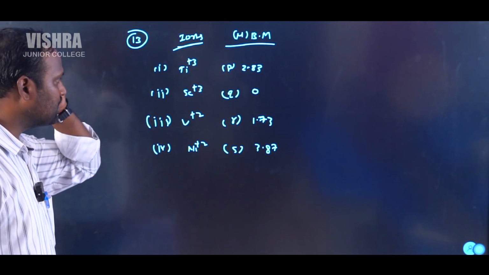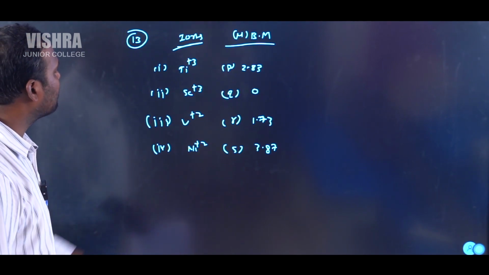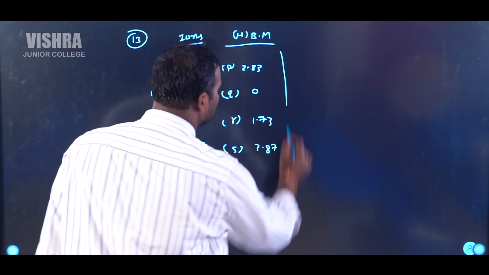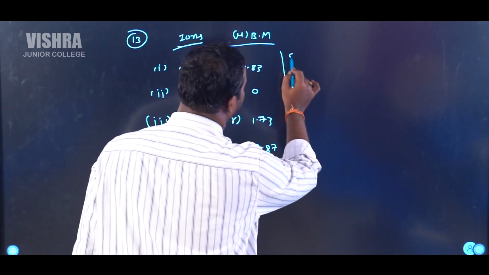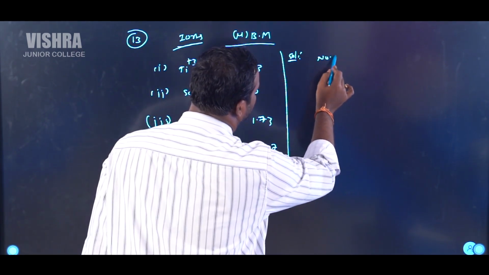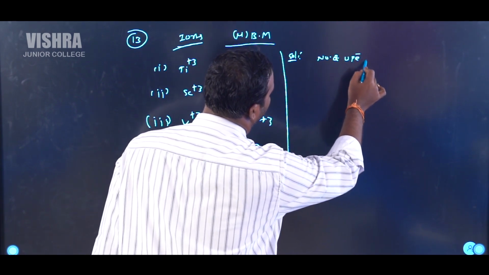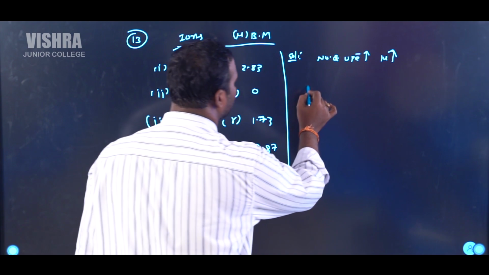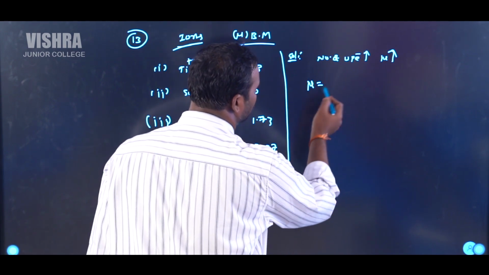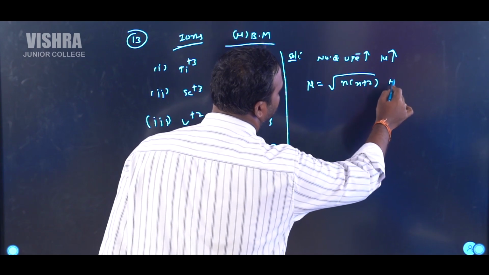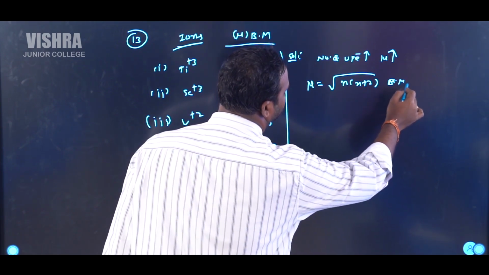So which one is the correct option? This is the correct matching. So what is the magnetic moment? How do you find magnetic moment? Whenever the number of unpaired electrons increases, the magnetic moment value also increases. The magnetic moment formula is mu equal to under root n into n plus 2 Bohr magnetons.